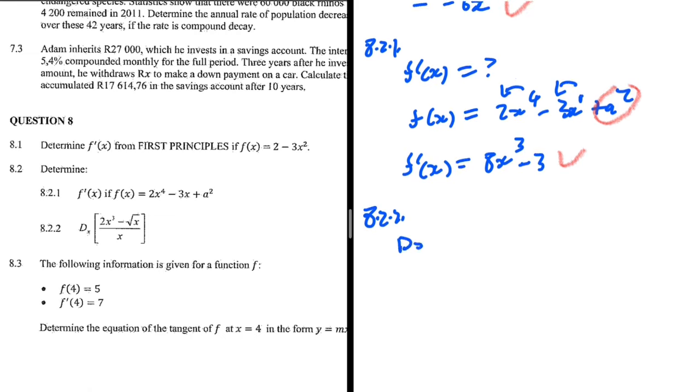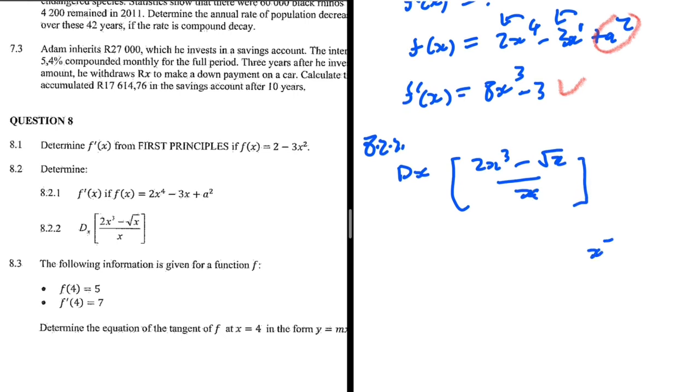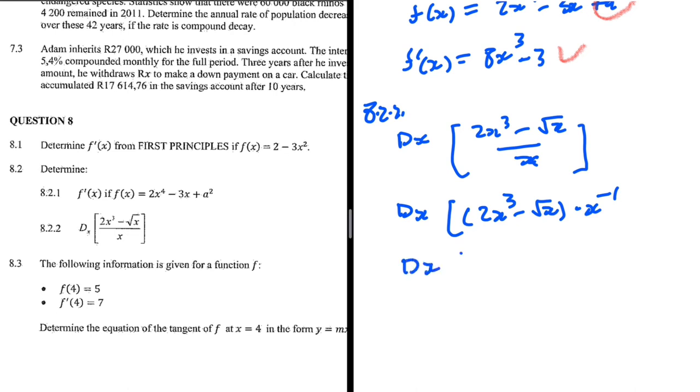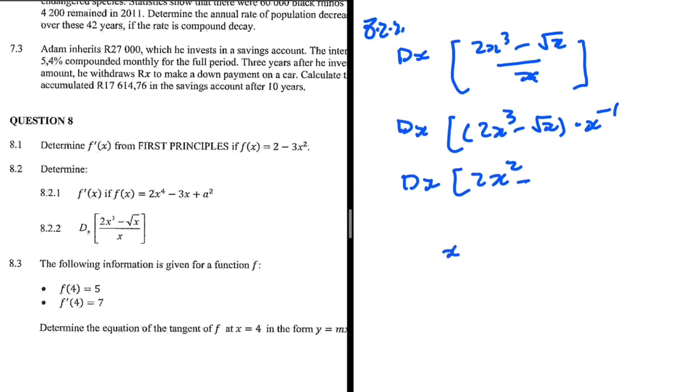8.2.2, we are looking for dx when we have 2x to the 3 minus square root of x divided by x. So instead of dividing by x, let's just multiply by x to the minus 1. Okay, we can do that. So dx, and then we have 2x to the 3 minus square root of x multiplied by x to the minus 1. Okay, so what is 2x to the 3 multiplied by x to the minus 1? We're going to get 2x, and then we add the exponents. 3 plus minus 1, that is 2, and then minus x is the same as x to the power, well, square root of x is the same as x to the half, and then we're multiplying by minus 1. So this is going to be half plus minus 1, which is minus a half.